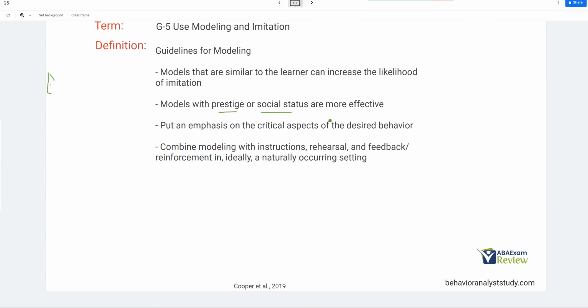You want to put an emphasis on the critical aspects of the desired behavior. So if it's a very discrete behavior, this might not be a big deal, but if it's a more big, large, grandiose behavior, emphasize what you really want to see imitated. And then combine your modeling with instructions, rehearsal, feedback, reinforcement, naturally occurring setting. Over and over again, I say, all these strategies, they're all rooted in the same ideas. What are we doing? We're setting goals, right? We're rehearsing. We're giving feedback. We're reinforcing. We're trying to generalize.